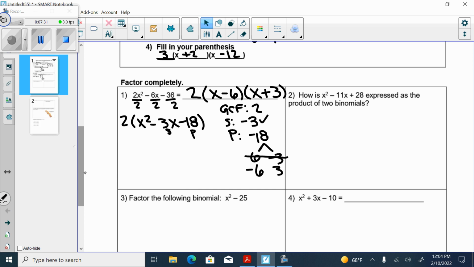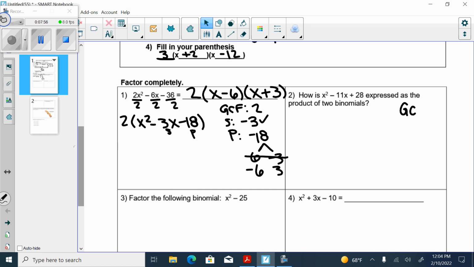All right. Number 2. So they just ask in a funny way, but they want us to factor. It says, how could x squared minus 11x plus 28 be expressed as the product of two binomials? These are binomials. There's 2 of them. They're in parentheses, which means to multiply. That's what product means. Okay? So they still just want us to factor.